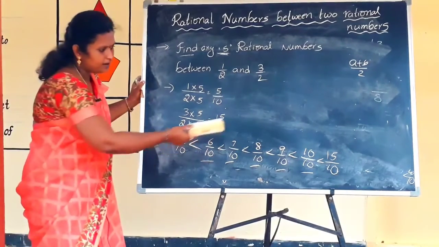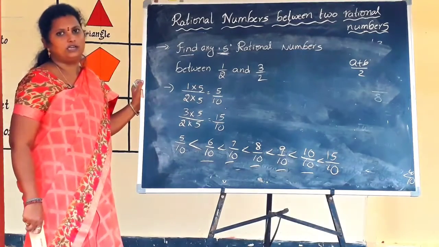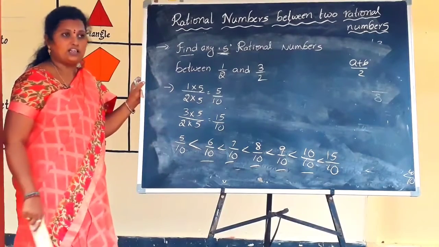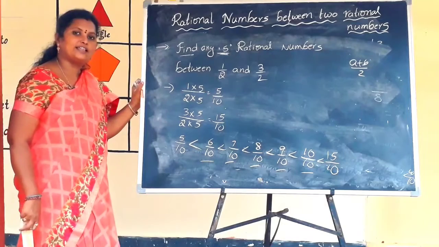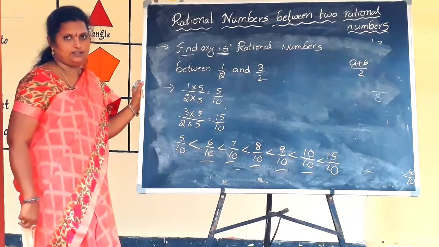We can insert an infinite number of rational numbers between any two rational numbers. This is a special property, I already told you, this property is called the density property of the rational numbers.